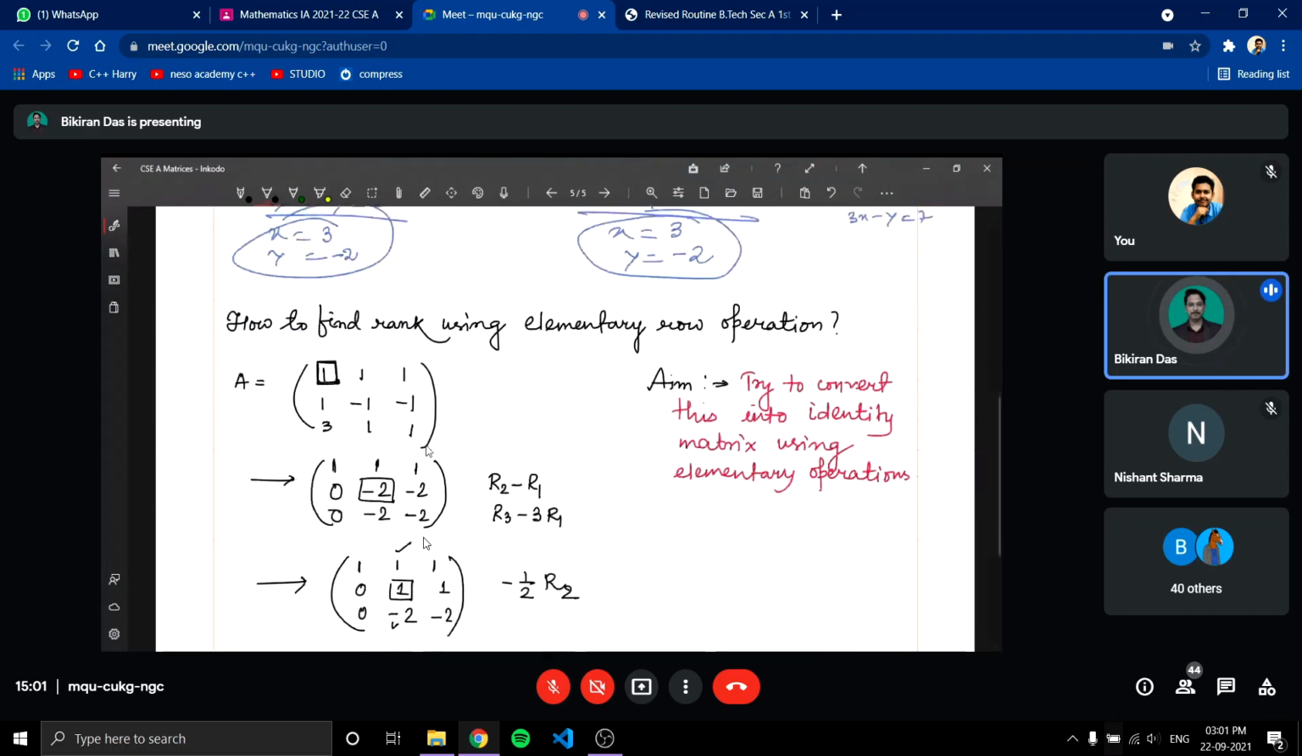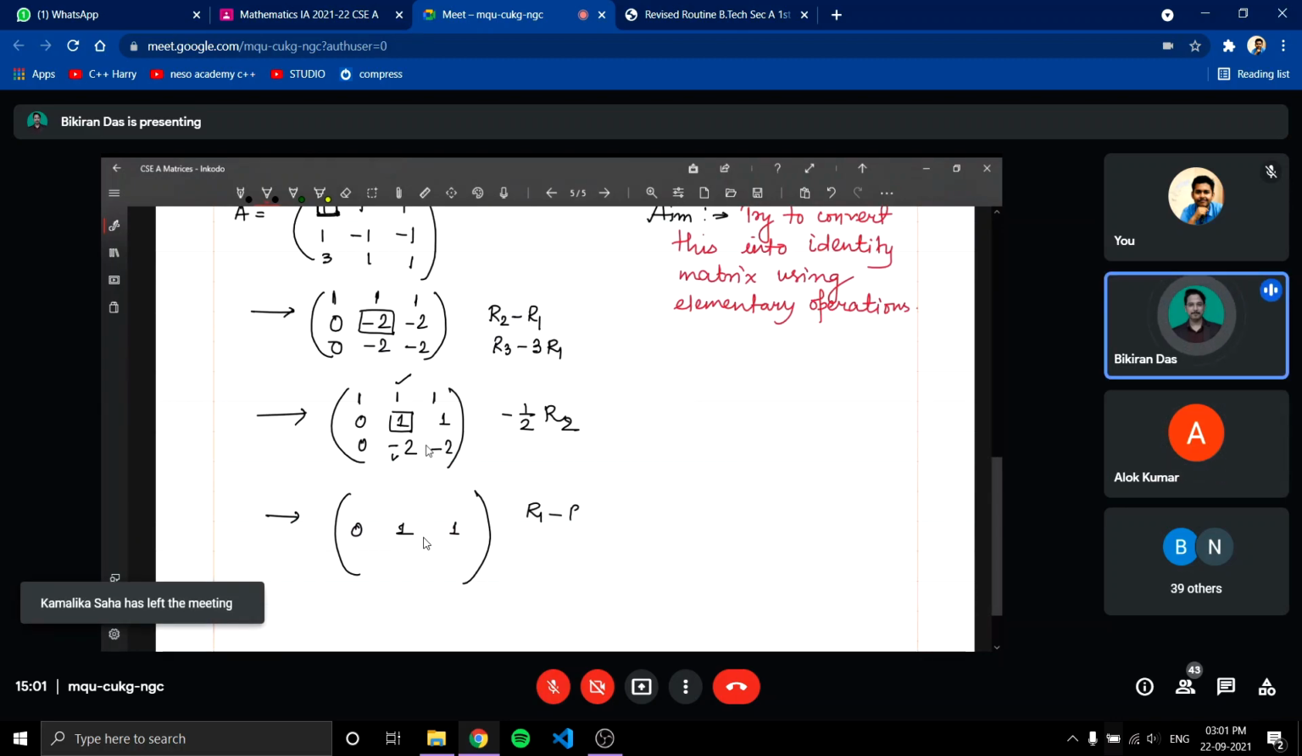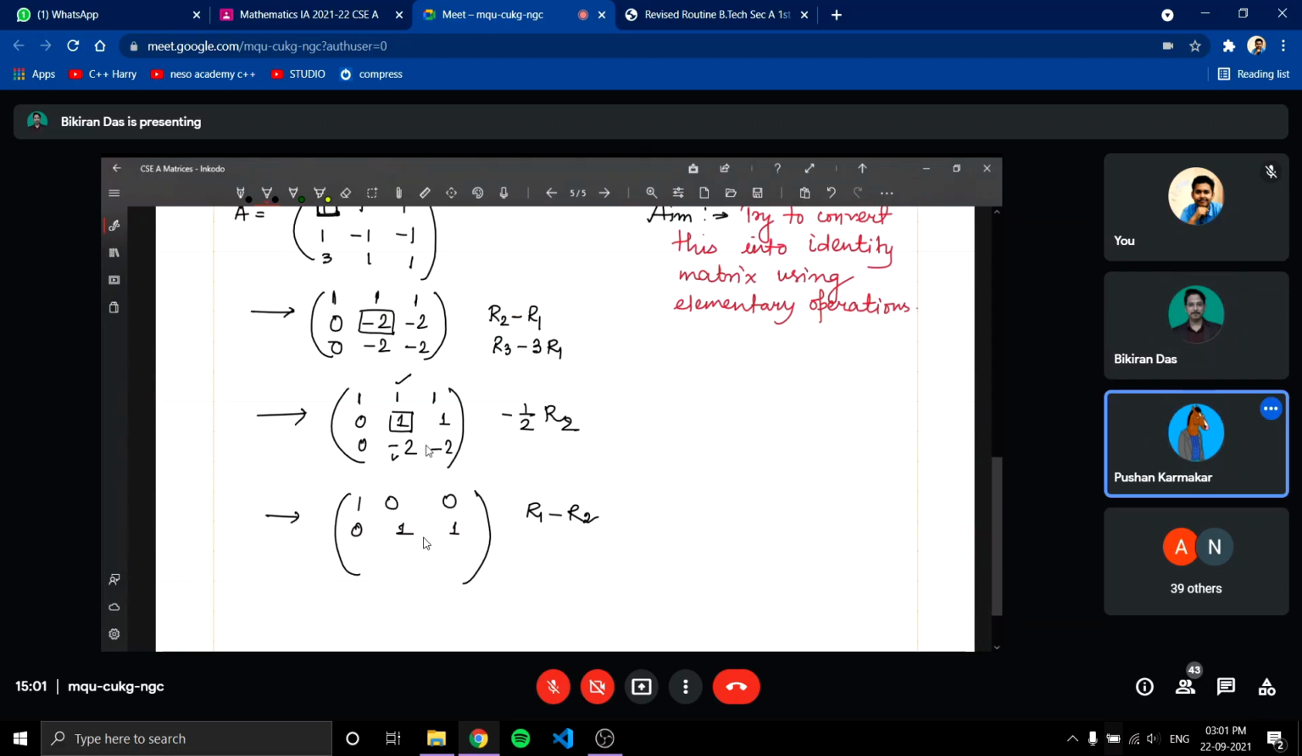So to make this one 0 and this one 0, what can we do? We are not doing anything with the second row. We are making this one 0. So how to make this one 0? R1 minus R2. And for the second one, what should we do? Means for the third row. Okay, first do R1 minus R2. Then for the third row, R3 plus 2R2.